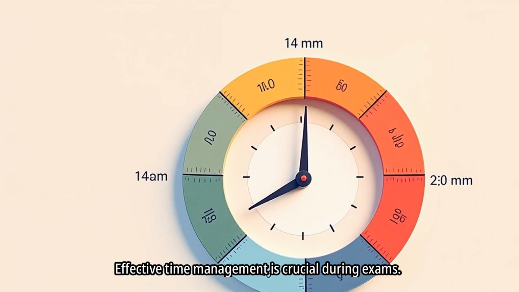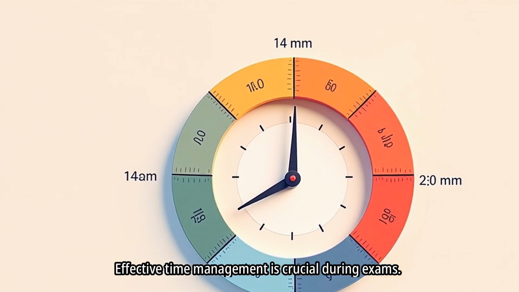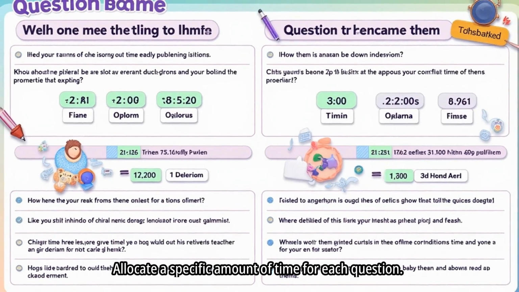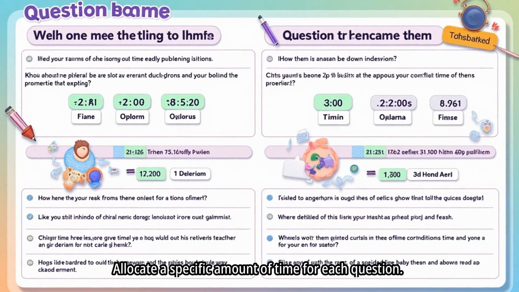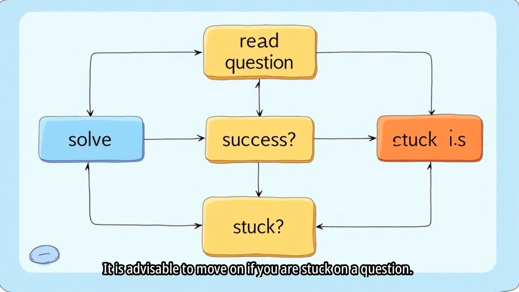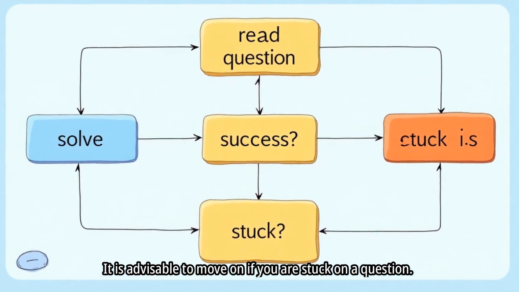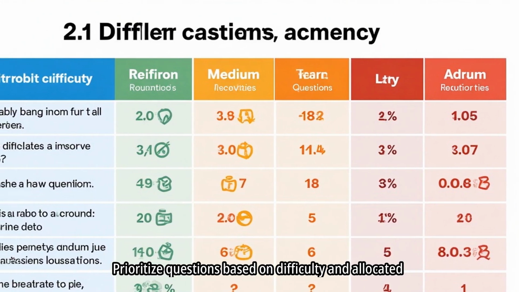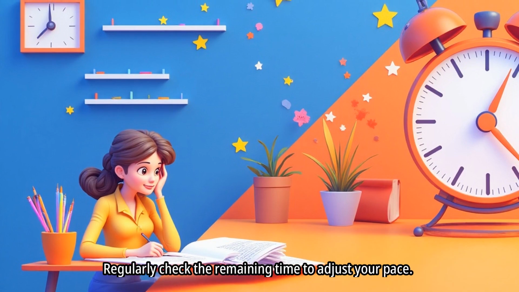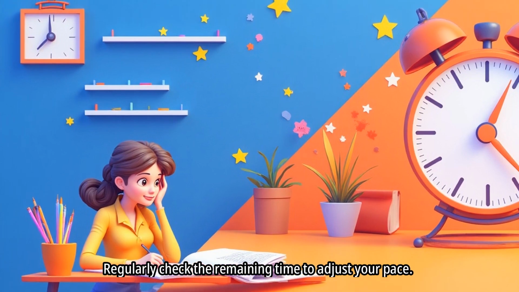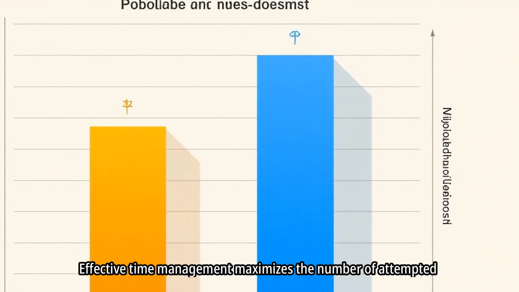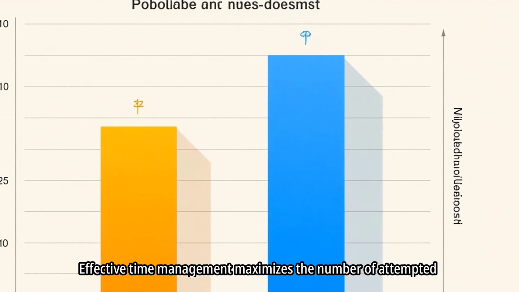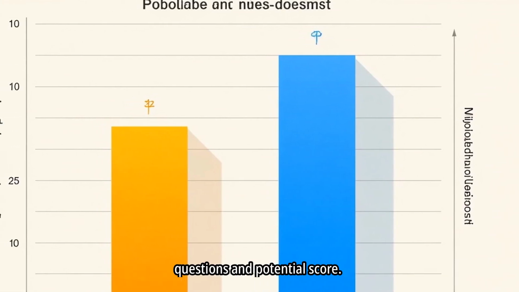Effective time management is crucial during exams. Allocate a specific amount of time for each question. It is advisable to move on if you are stuck on a question. Prioritize questions based on difficulty and allocated time. Regularly check the remaining time to adjust your pace. Effective time management maximizes the number of attempted questions and potential score.